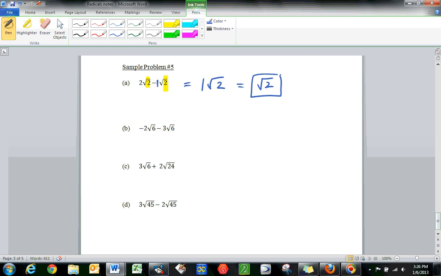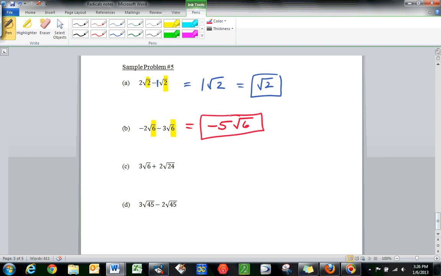On part B, we have square root of 6, and square root of 6 is our common term. So we're simply taking negative 2 minus 3. So negative 2 minus 3 is a negative 5. And of course, we cannot lose our square root of 6.